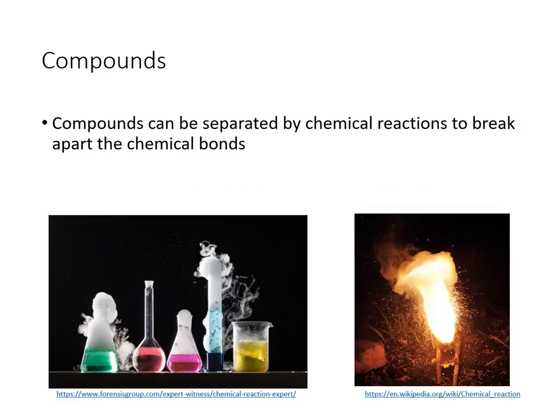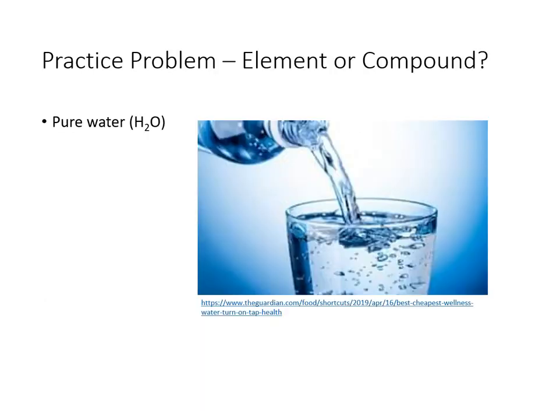Compounds can be separated by chemical reactions to break apart the chemical bonds. We'll learn more about physical and chemical properties and reactions later, but at this point we should know that compounds can be broken apart in our lab with a chemical reaction. Elements we are not going to break apart in our lab because we cannot do nuclear reactions in a high school chemistry lab. So let's do some practice problems.